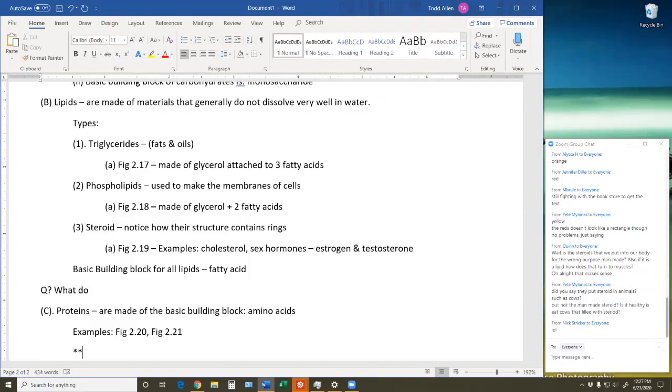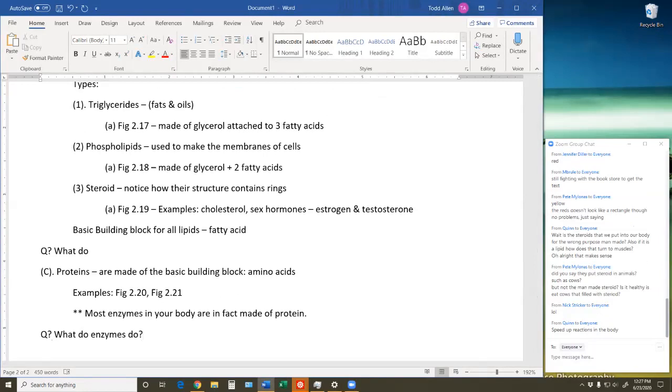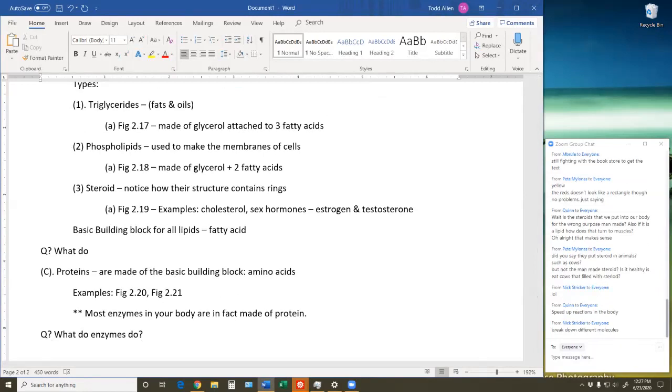Just as a point of interest, most enzymes in your body are in fact made of protein. So here's a question that I do remember. What do enzymes do? What makes an enzyme an enzyme? Have you heard this word before? Okay, so Quinn, you say it speeds up reactions. Nick says it breaks down different molecules. Both are pretty good, but I do like Quinn's a little bit better.